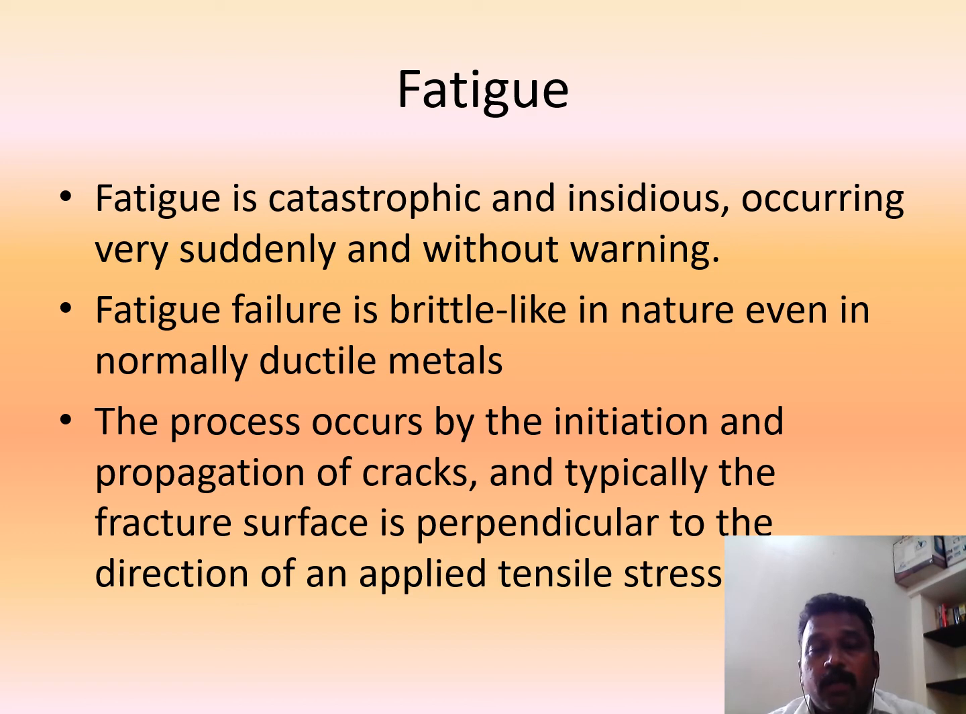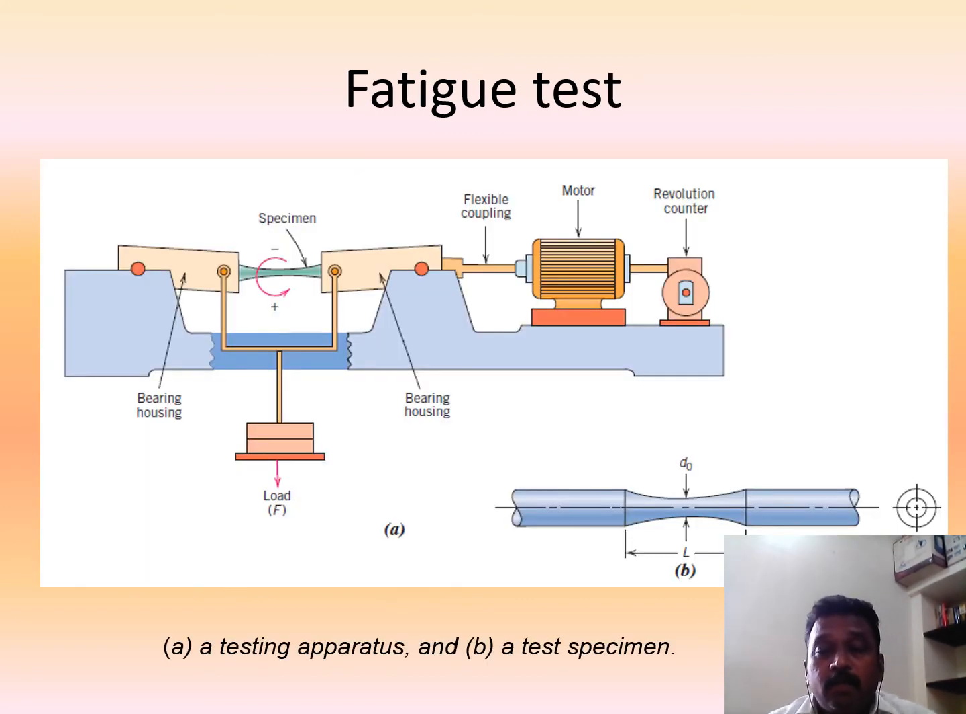So how does this fatigue happen? It occurs by the initiation and propagation of cracks, and typically the fracture surface is perpendicular to the direction of an applied tensile stress. Because of the application of load, cracks are initiated in the specimen, then those cracks propagate, and finally it fractures. That is fatigue. This fatigue test can be done, and the values of fatigue show when a material will fail because of fatigue.